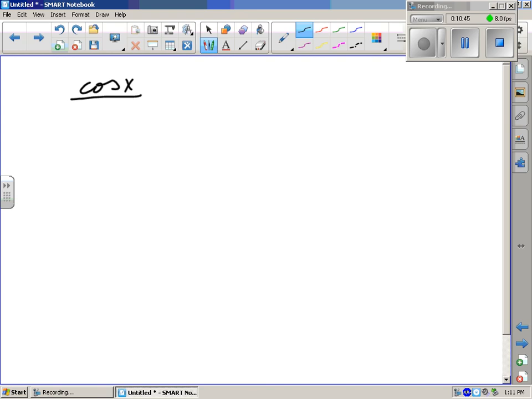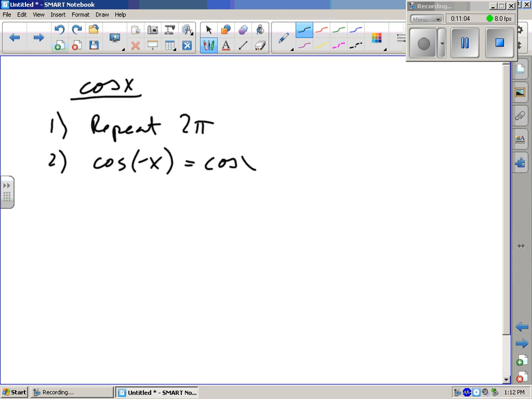Cosine also repeats every 2 pi. It doesn't quite look the same, but it repeats 2 pi as well. Number 2, it is an even function, so that means if you have a negative value in, it's just like dropping that. Cos even. Go Stephen. Way to go.